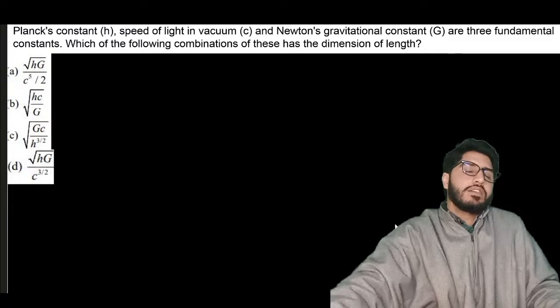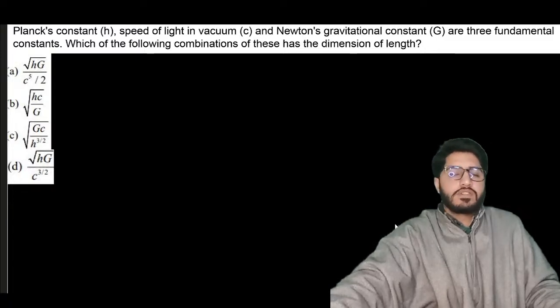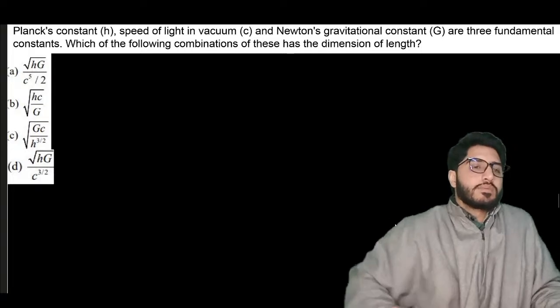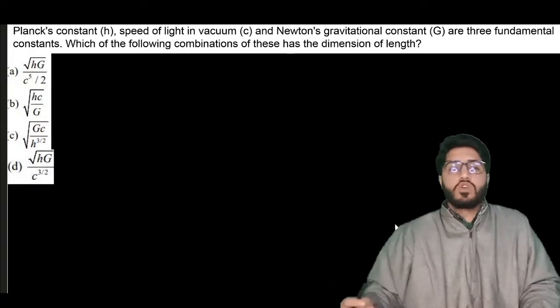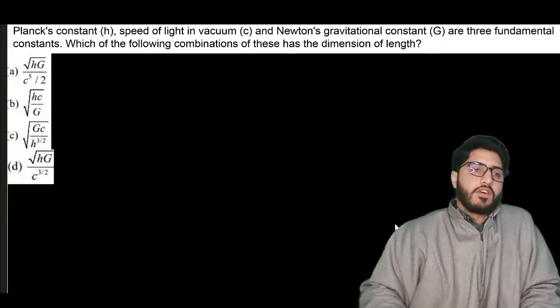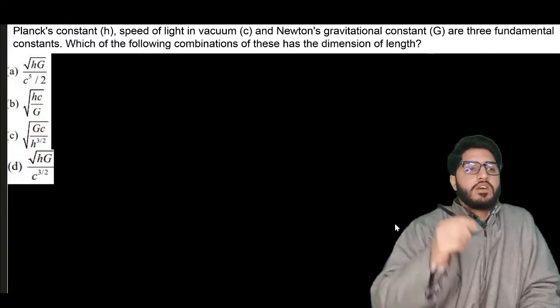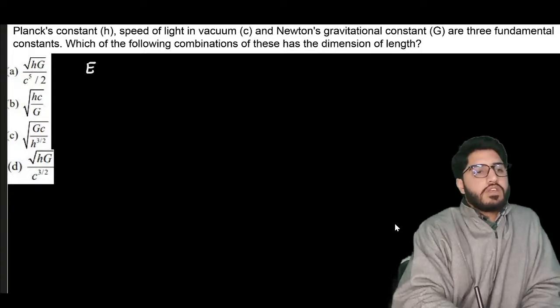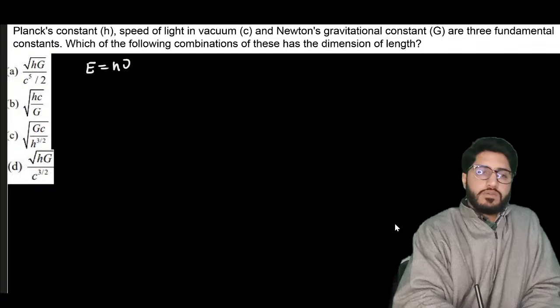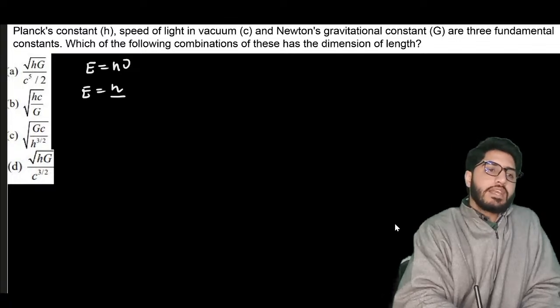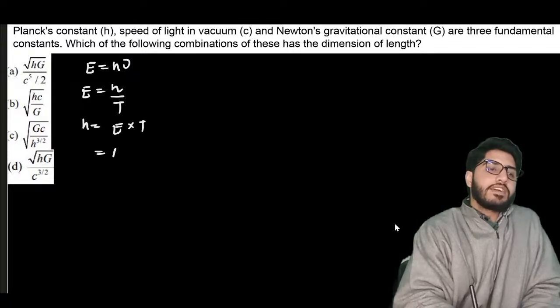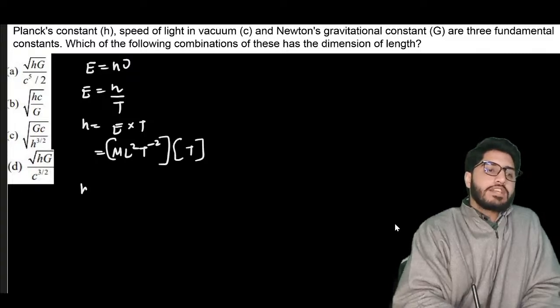Next numerical, Planck's constant h. I will just give you some different way by which you can do this numerical in a very quick way. So we have Planck's constant h, speed of light, and gravitational constant. So what is Planck's constant? So we E equals to h nu, or E equals to h by t. So h equals to E multiplied by t. What is E? So energy. It is ml2t minus 2. Then we have t. So h came out to be dimensional formula of Planck's constant. It came out to be ml2t minus 1.